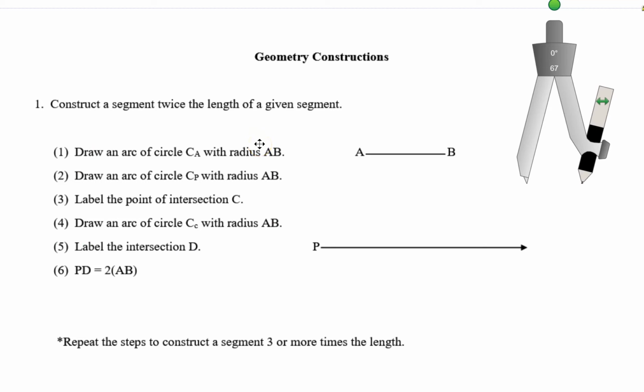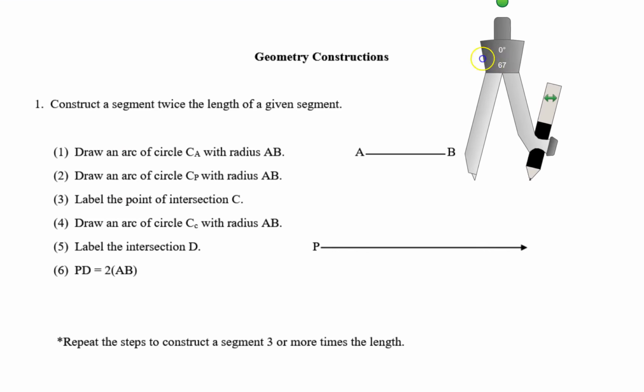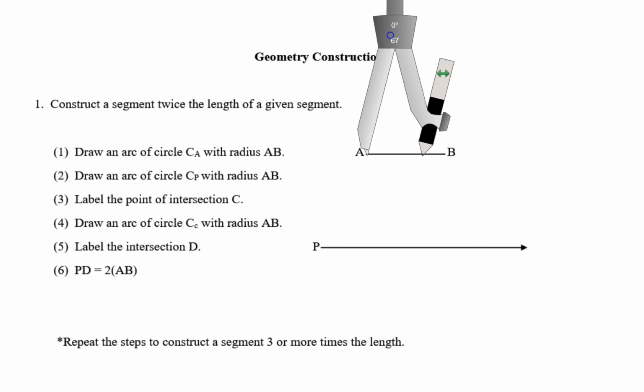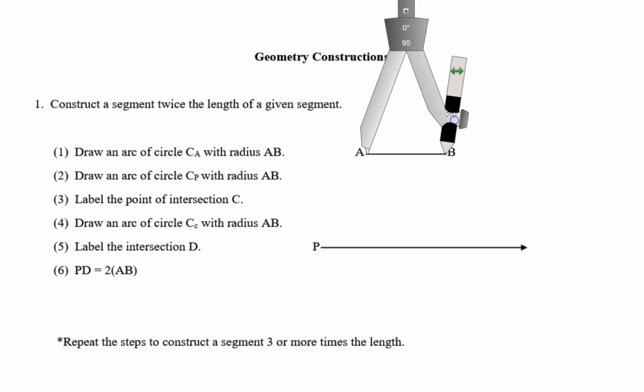Draw an arc of circle CA with radius AB. You're going to take that arc and copy it onto the line, and say we want to make it twice the length, we just have to do the process twice. Okay, so what all these steps are saying is that you're going to start by putting the pointy part of your compass at the end at A, and you're going to open up your pencil so that it's as long as B. So you're copying AB here.